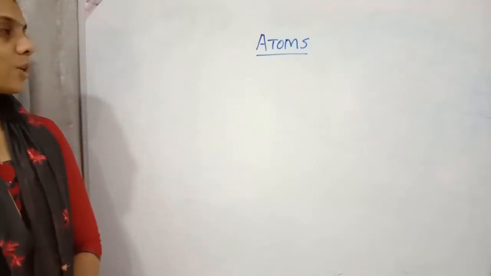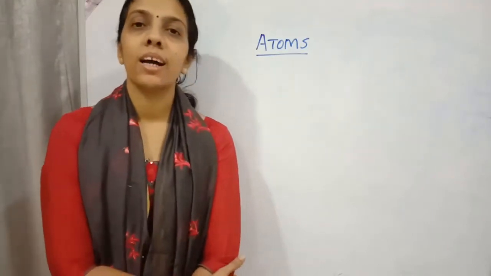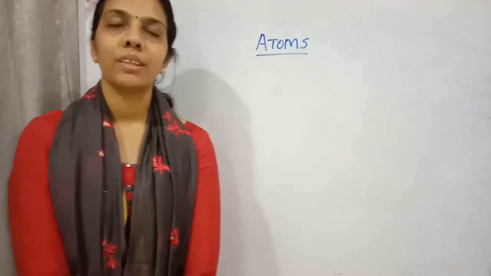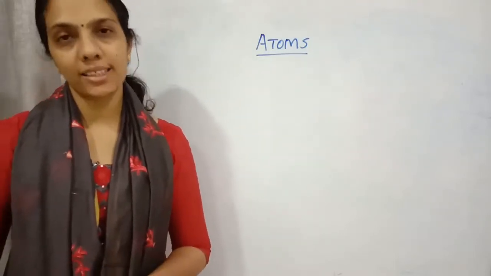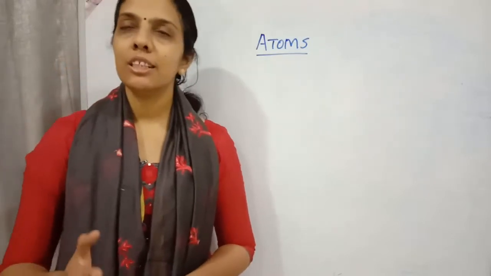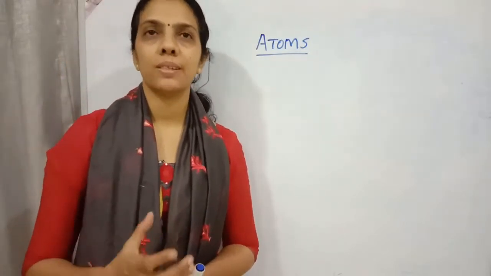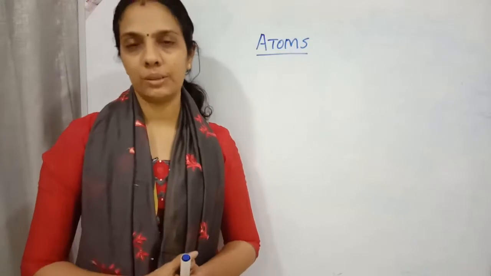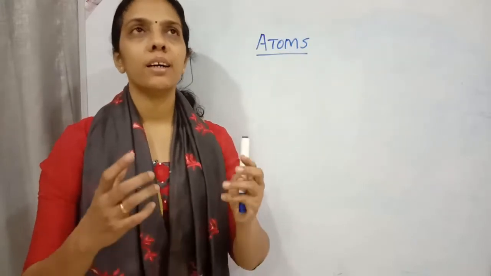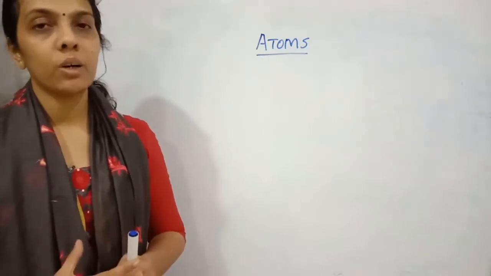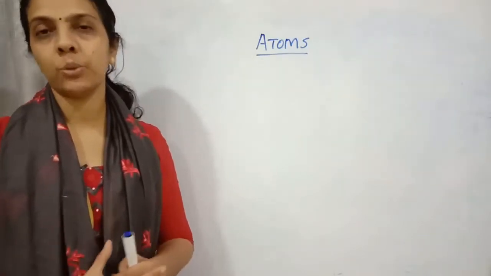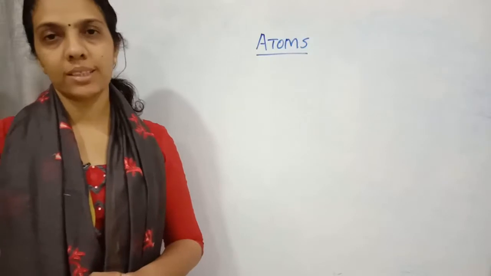In the last class, we were discussing the atoms chapter, where we learned about the postulates of the Bohr atom model. In today's topic, we are going to discuss the energy of an electron in a particular orbit. How can we find out the energy of an electron in a particular orbit?